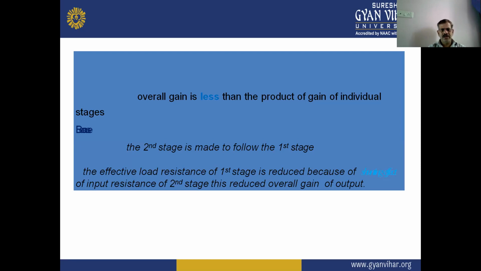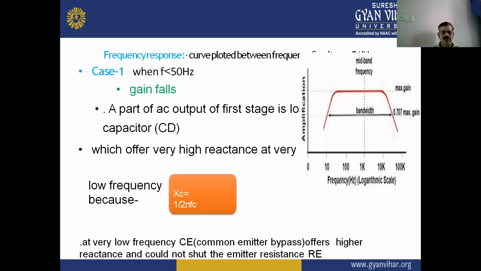The overall gain is less than the product of gain of individual stages. So second stage is made to follow the first stage. The effective load resistance of first stage is reduced because of the input resistance of second stage. This reduces overall gain of the output.